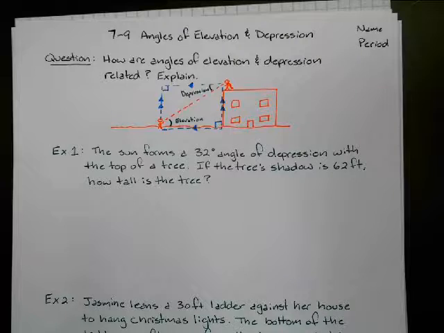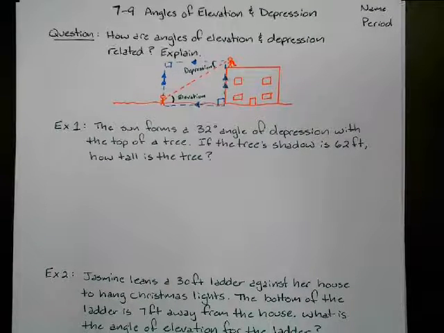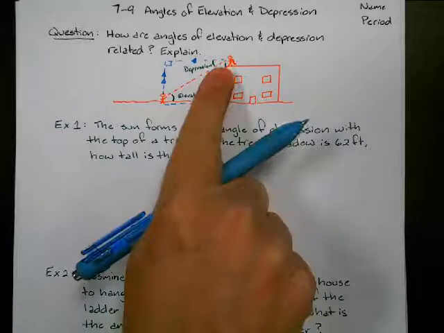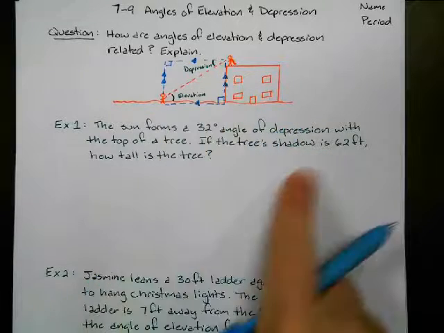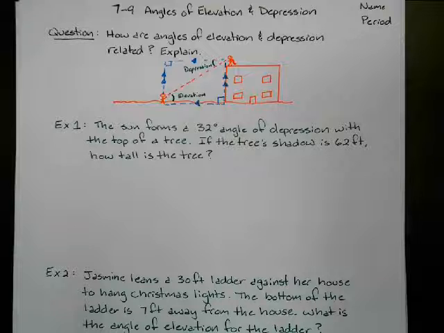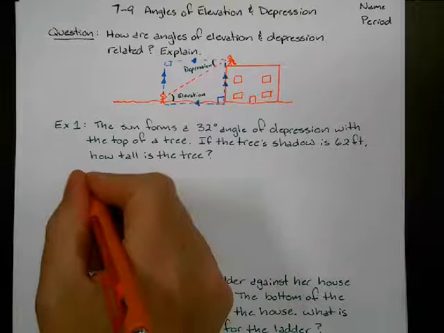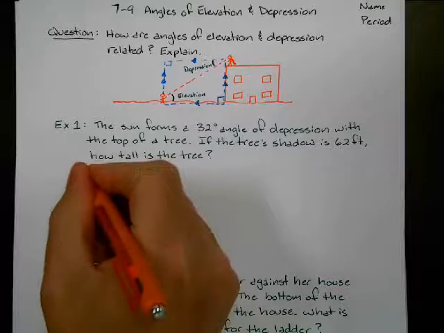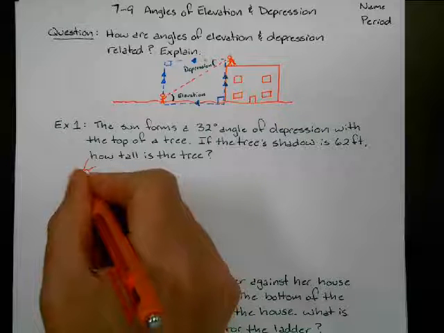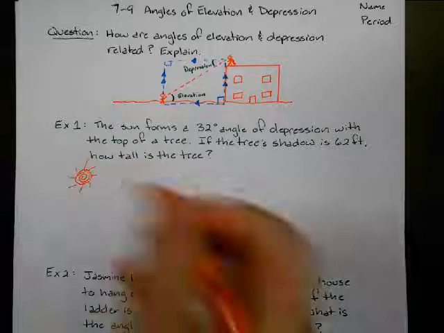All right, so let's look at our first actual problem. The sun forms a 32-degree angle of depression, angle going down, with the top of a tree. I need a picture of that. What's that going to look like? All right, so we got the sun over here. Hey, sun. All right, so there's my sun.